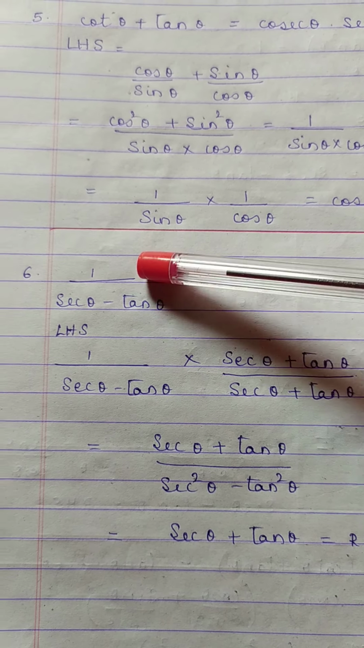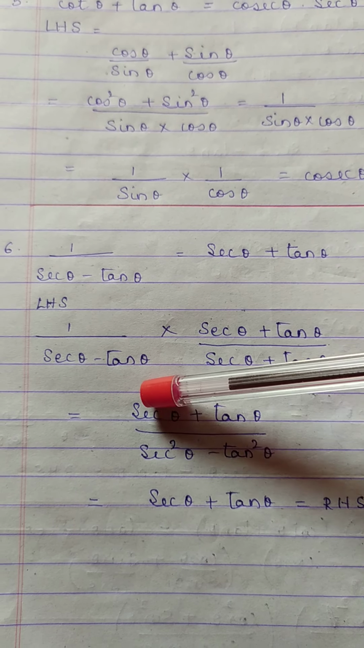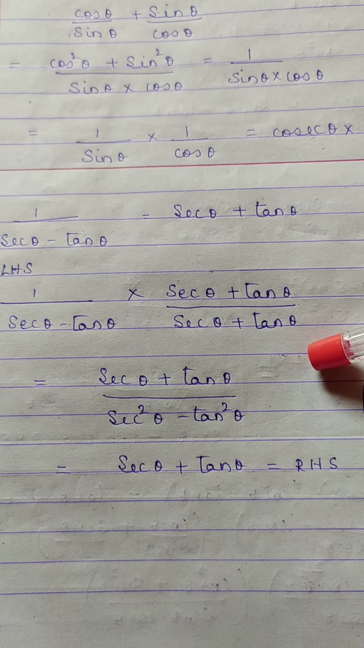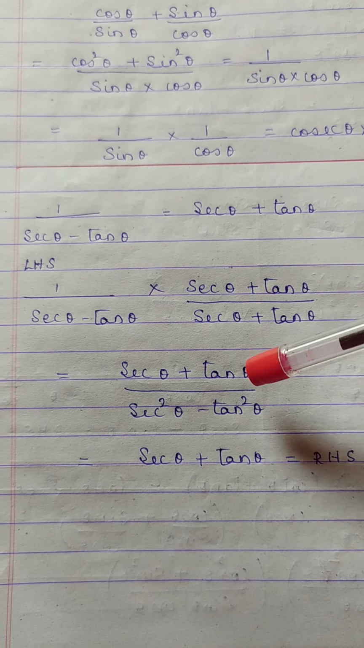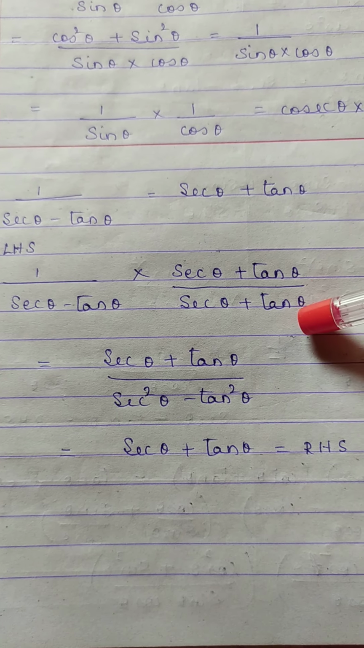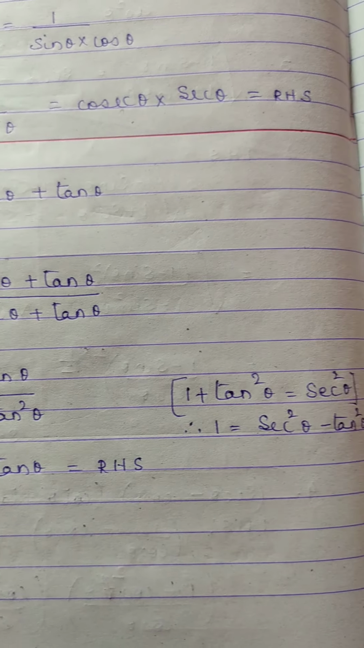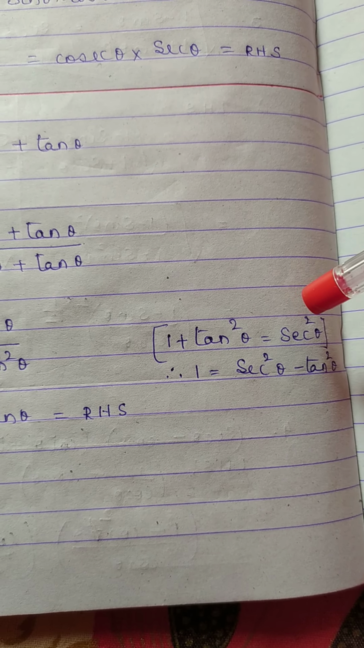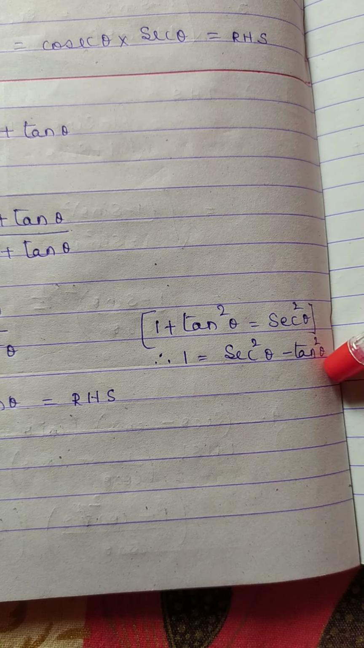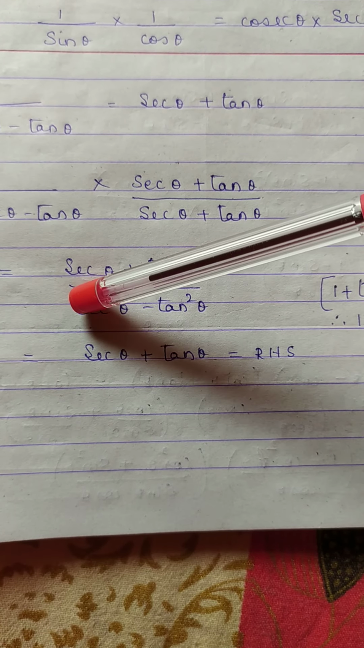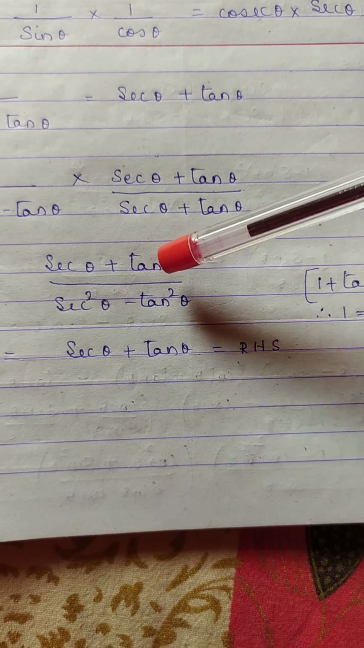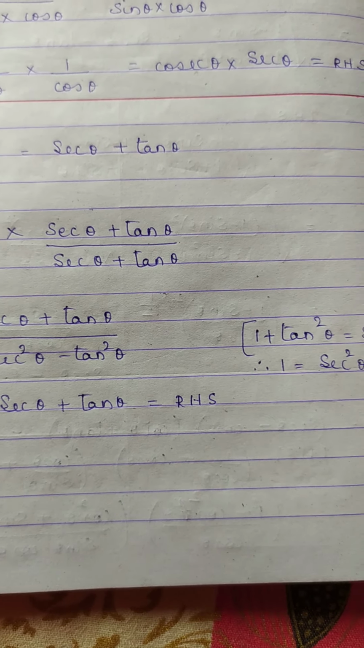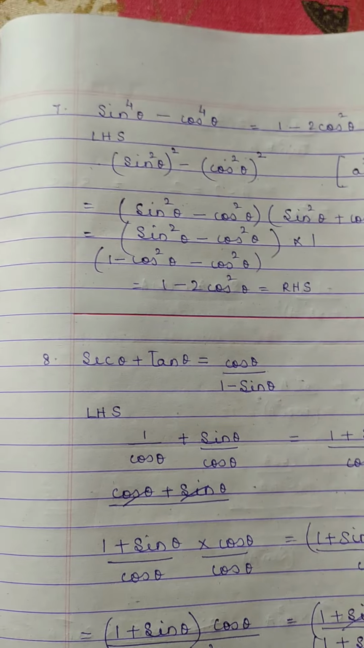Now, left hand side 1 by sec theta minus tan theta. So again multiplying and dividing by the reciprocal, which is secant theta plus tan theta. 1 into this, write it as it is, a minus b into a plus b, a square minus b square. We know the identity 1 plus tan square theta equal to sec square theta. So secant square theta minus tan square theta equal to 1. So this can be replaced by 1. Secant theta plus tan theta upon 1. Your answer is sec theta plus tan theta. So that's question number 6.